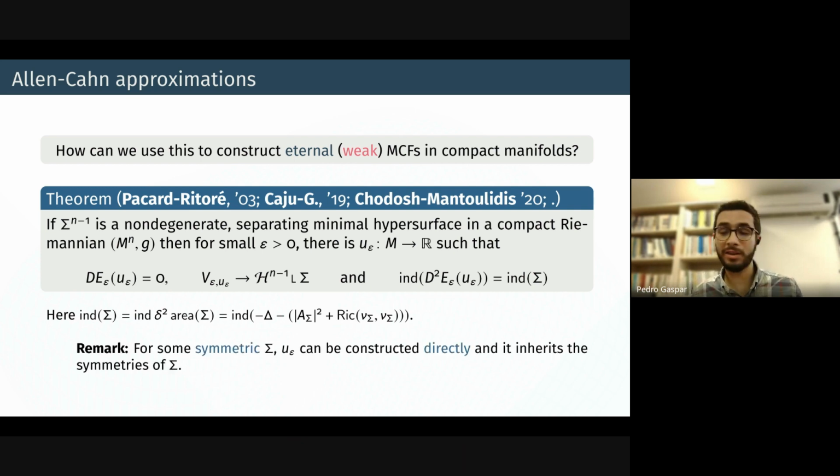I think it's important to mention that in cases where you have symmetry, where your minimal surface, let's say, splits your manifold in two isometric pieces, these solutions can be constructed very directly. For instance, you could minimize the energy on one side among functions that vanish on your minimal surface, and reflect that to the other side. This is going to give you a genuine solution for that elliptic equation that inherits the symmetries from that minimal surface. This is going to be particularly important because I wanted to consider that construction in a sphere where we work with minimal surfaces that have symmetries.